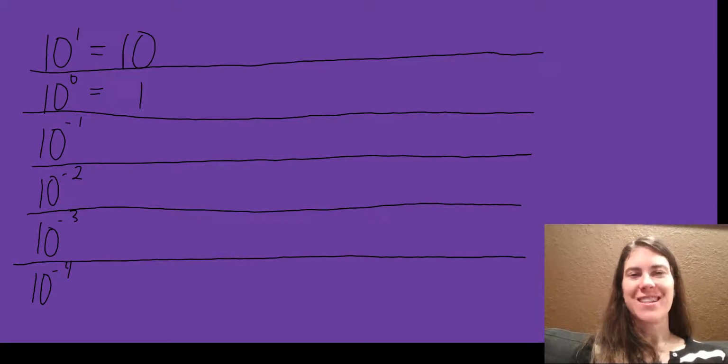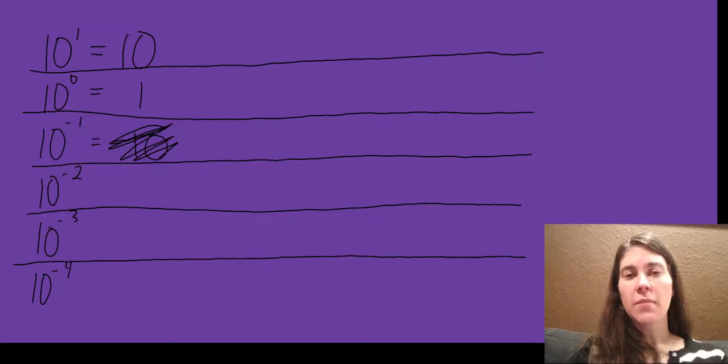Now, something fun is about to happen. When you see that negative sign, most people think this is going to be negative 10, and that is so incredibly not true. Totally untrue. What it really is, is a fraction. A negative sign means it's the reciprocal. And that means that you take the number and you flip it upside down.